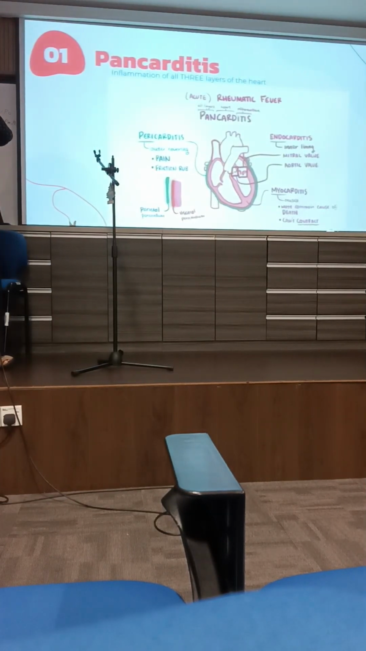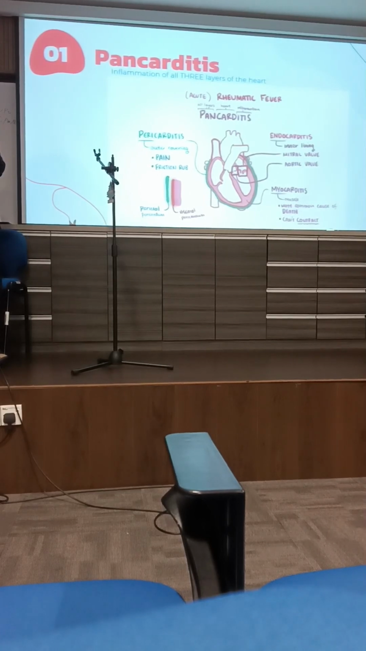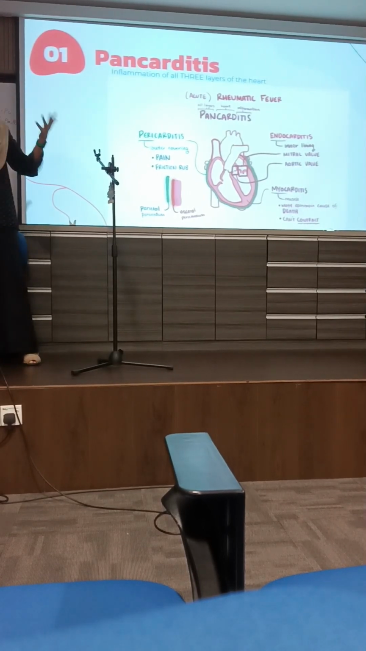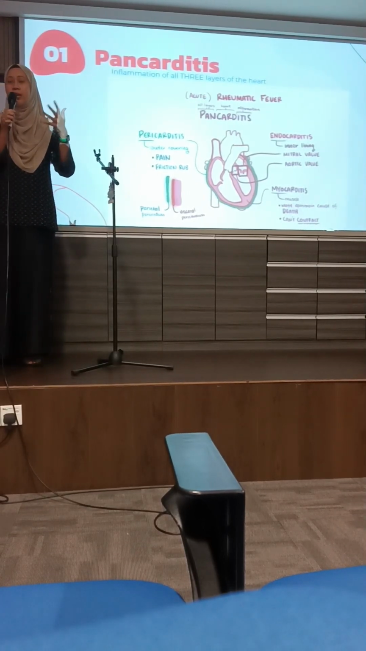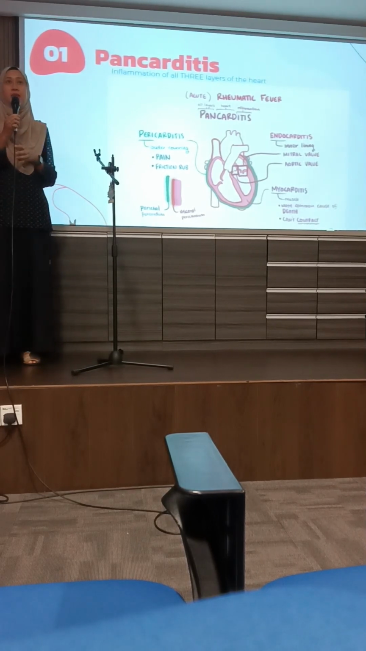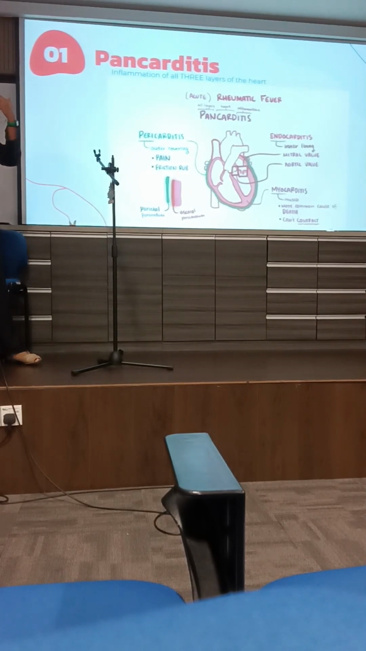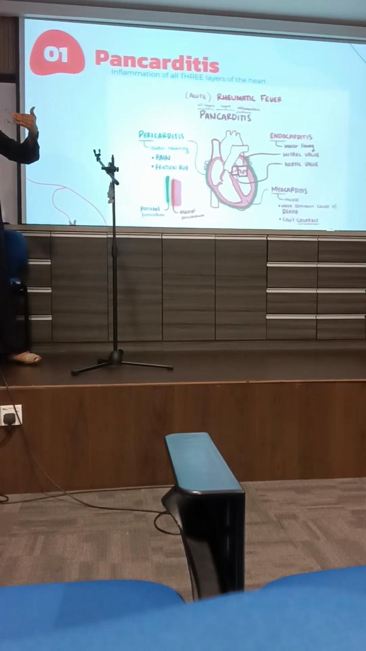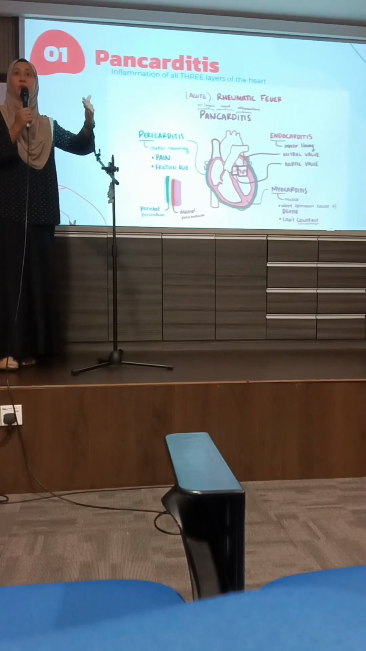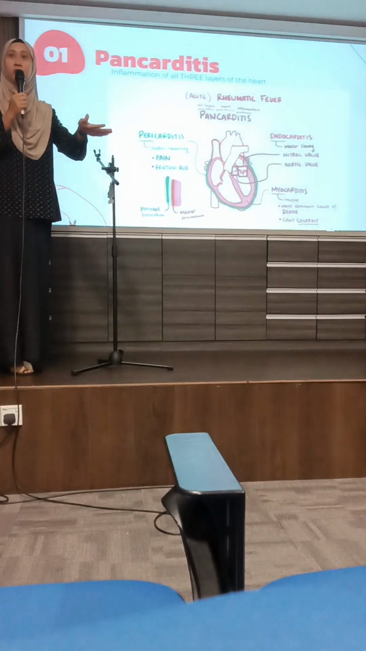So I said pancarditis is inflammation of all 3 layers of the heart, right? So your endocarditis can be inflamed, your myocarditis can be inflamed, and your pericarditis can be inflamed. Okay, if your endocarditis is inflamed, so endocarditis is the innermost layer, right? And it's also continuous with the valves, so it causes valvular damage.